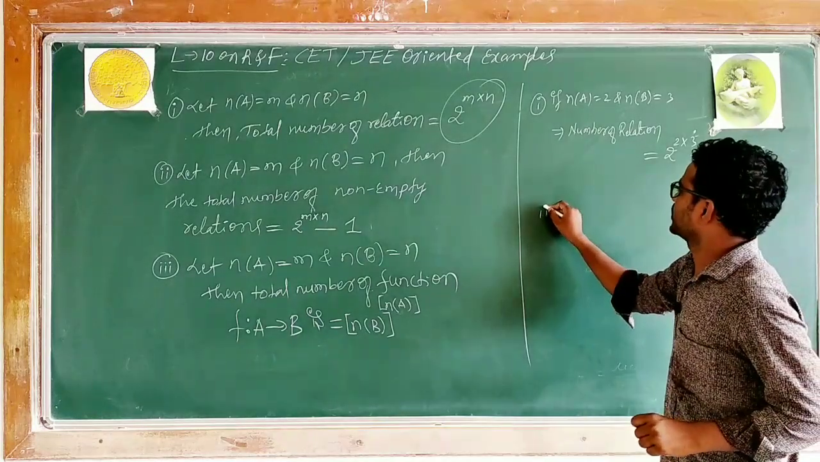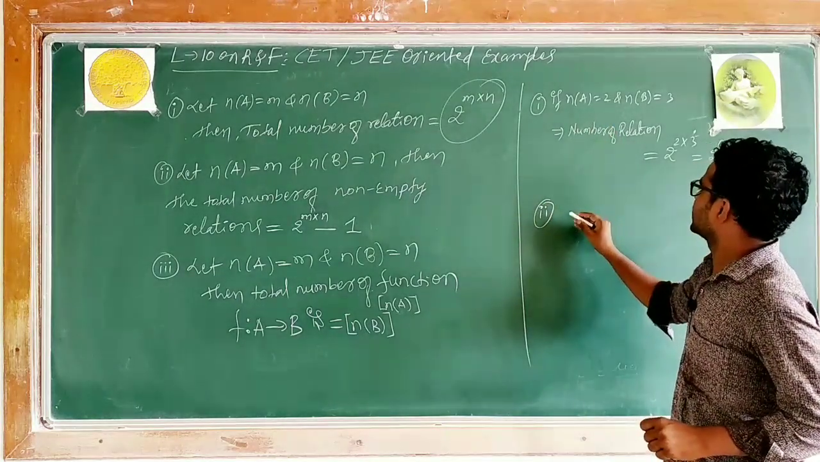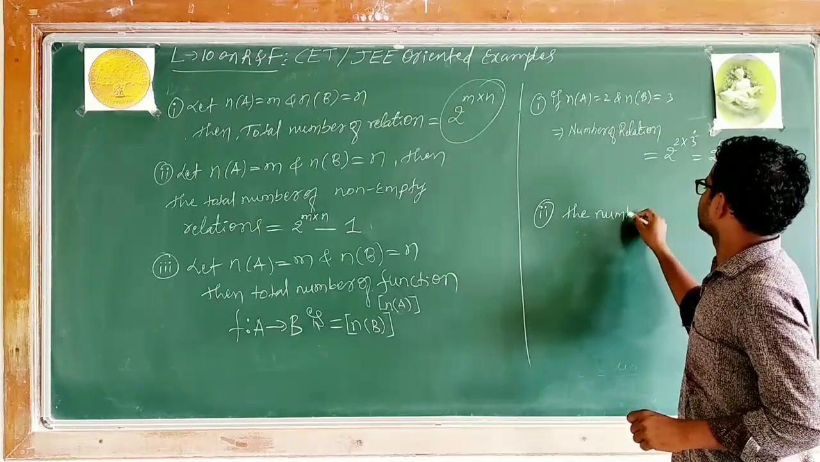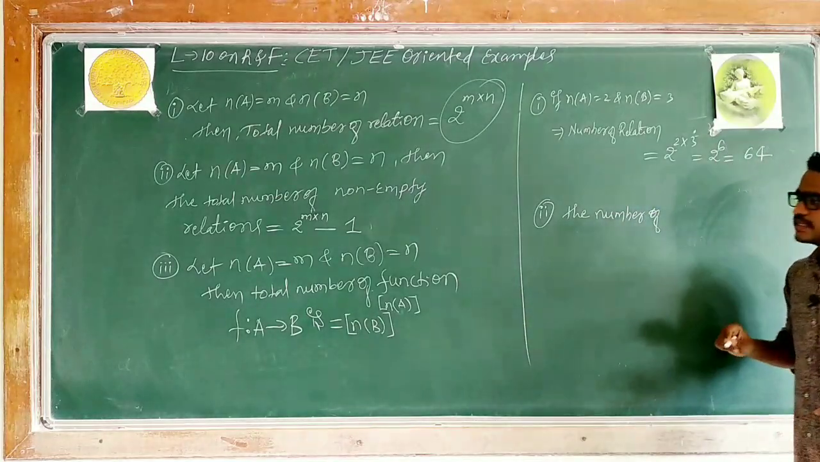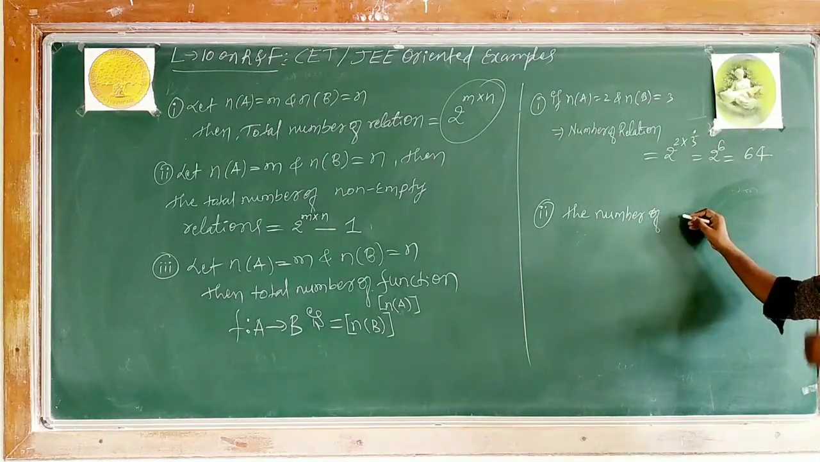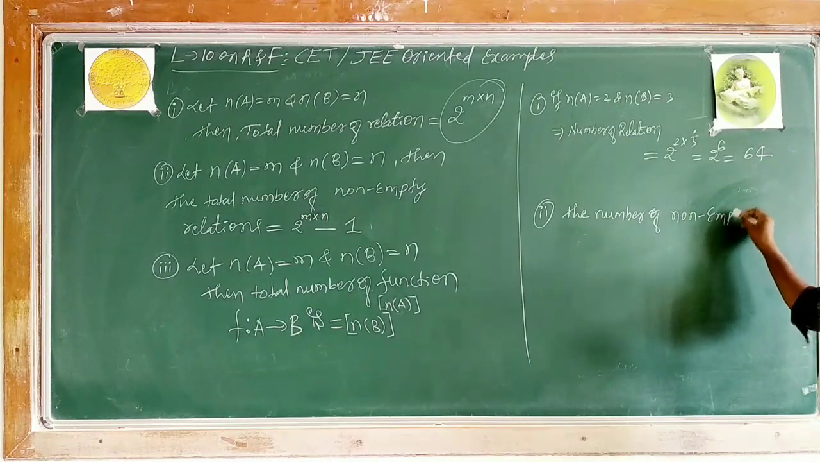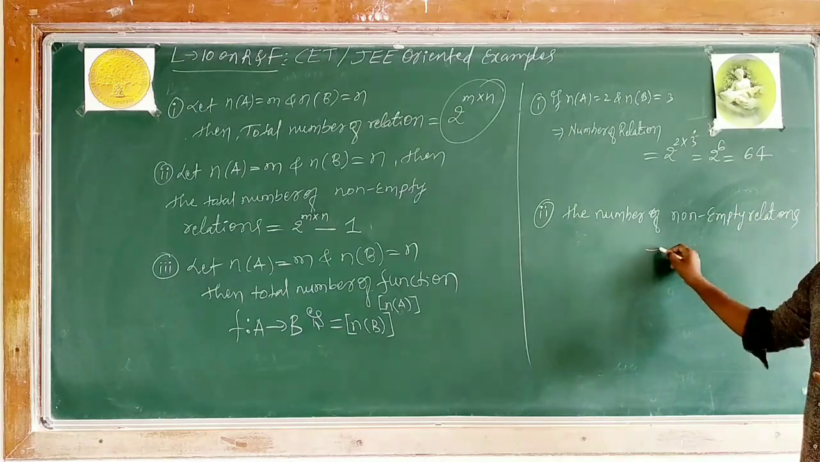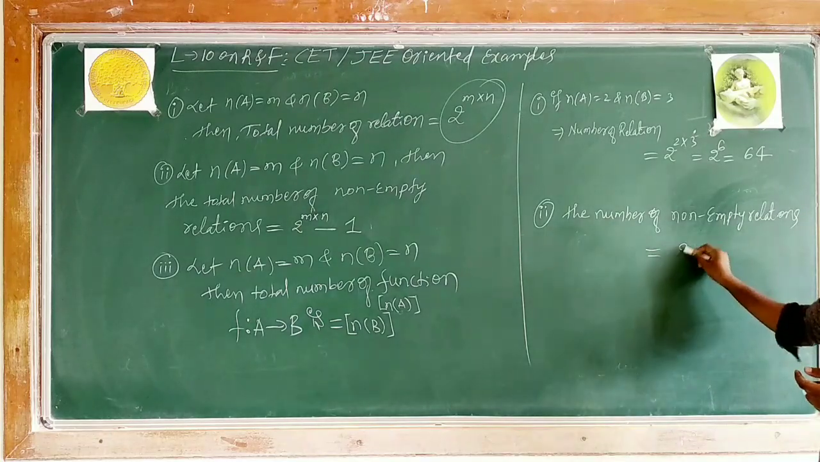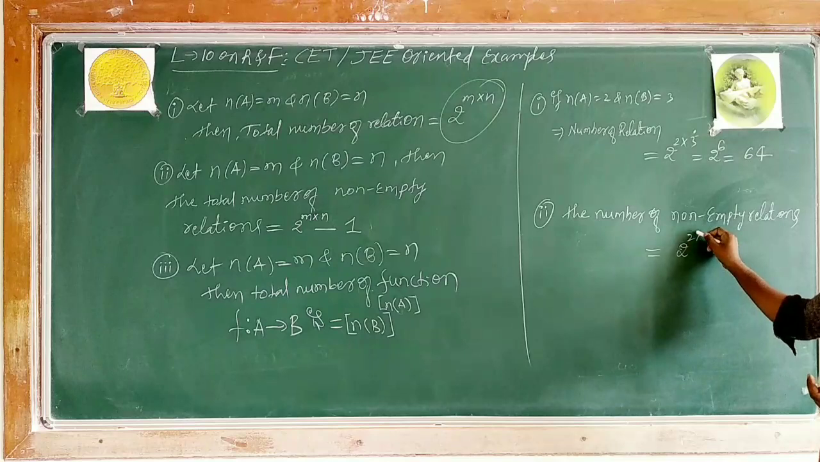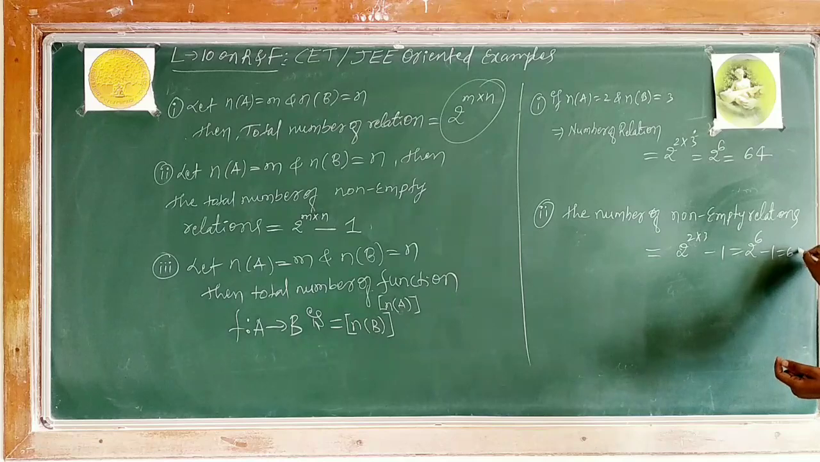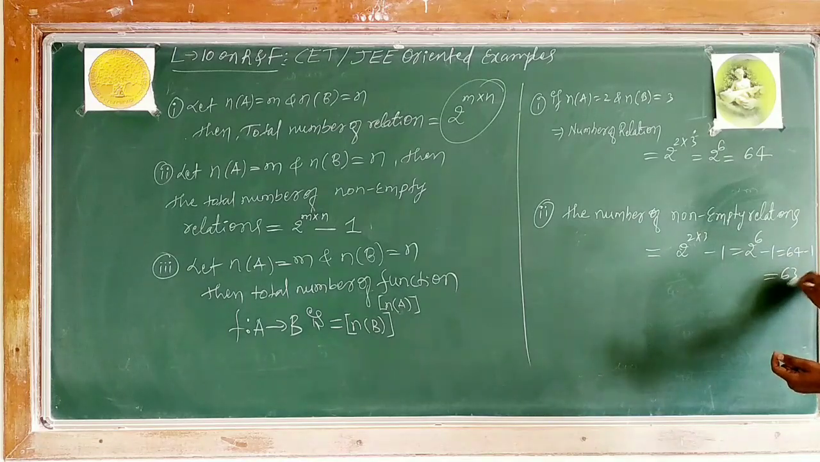Second, same only in this case, the number of non-empty relations is what? 2 to the power m into n, 2 into 3, minus 1. What happened? 2 to the power 6 minus 1. Is it 64 minus 1? Is it 63?